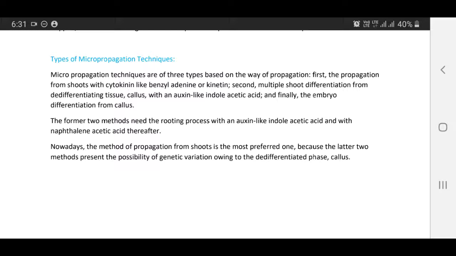So, micropropagation is a very important technique in horticulture to multiply different types of plants. Generally, it is very applicable in herbaceous plants.